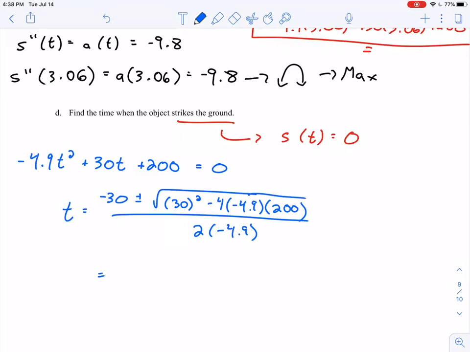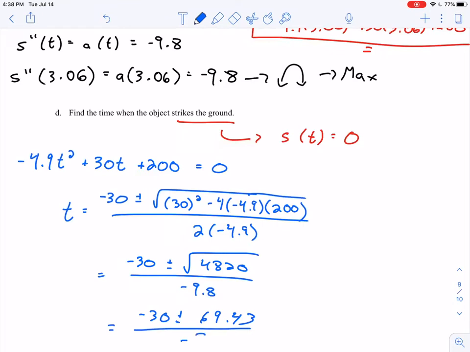So let's see here. I know I'm going to end up with two answers here. One should be negative, so I can discount that value. Let's just go through this really quickly. 900 minus 4 times negative 4.9 times 200. I wonder if this is going to be a perfect square. So I end up with 4,820 under my radical over negative 9.8. Let's see, radical 4,820. No, it wasn't. Oh, well. So I have negative 30 plus or minus 69.43 all over negative 9.8.